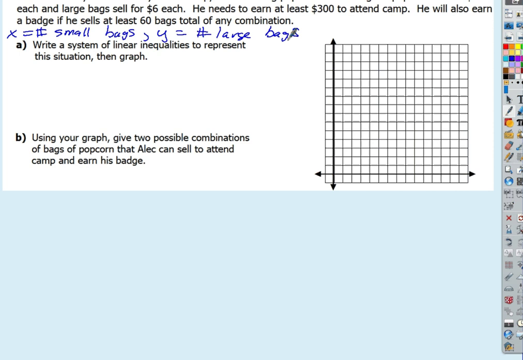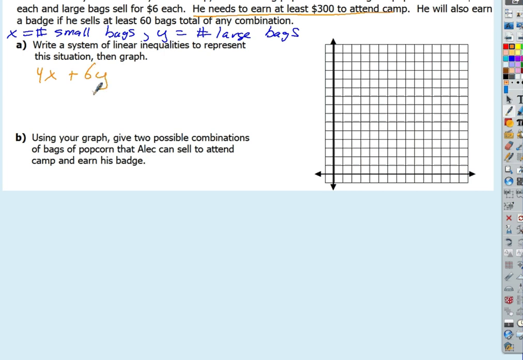So each one of these statements here should build an inequality, because if we're going to come up with a system of linear inequalities to represent the situation, there are two variables, so we need two inequalities. So how about this first one? He needs to earn at least $300 to attend camp. So 300 is less than or equal to? Well, let's do the 300 last. Let's come up with the expression. What's the expression that determines the amount that he's earning? 4x plus 6y. Okay, good. So 4x plus 6y. Everybody agree?